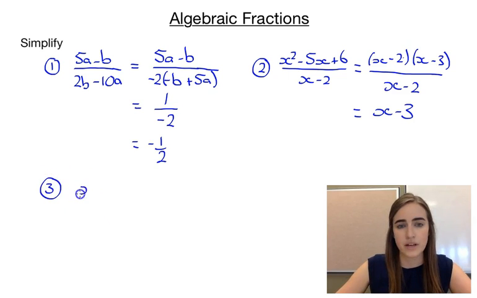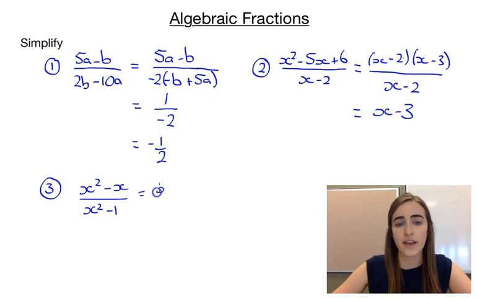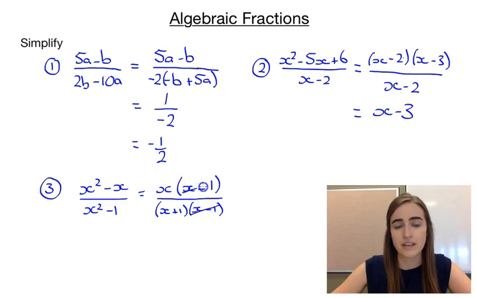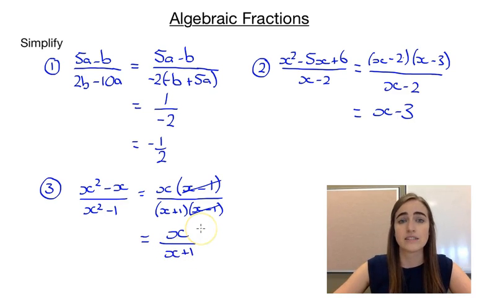All right, one last example of simplifying. So we've got x squared minus x over x squared minus 1. So that numerator, we've got a common factor of x that we can pull out. So we'll have x outside of x minus 1. And the denominator, that's the difference of two squares, so we'll have x plus 1, x minus 1. Again, those two terms can cancel each other out, and we'll just be left with x over x plus 1. All right, so that's simplifying.